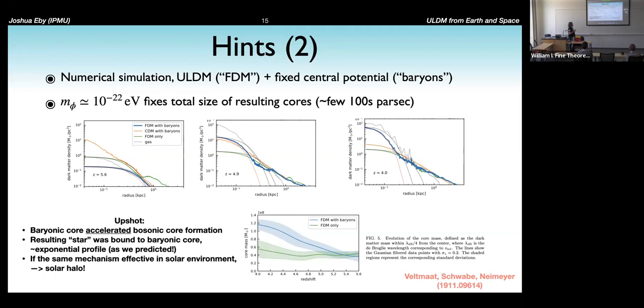They furthermore found that the presence of this baryonic core actually accelerated the appearance of this bosonic core. It did not slow it down. You more quickly formed a large density core when you included baryons.